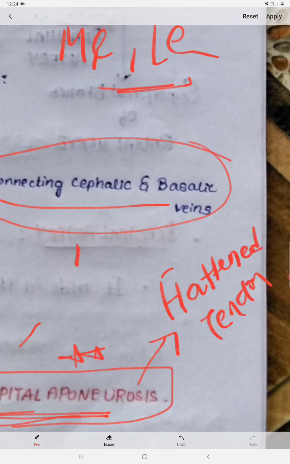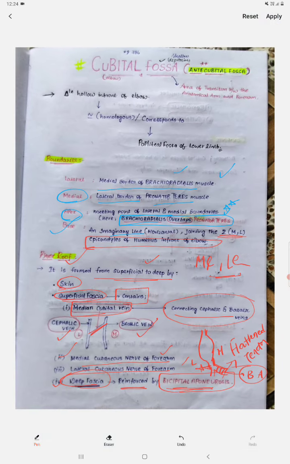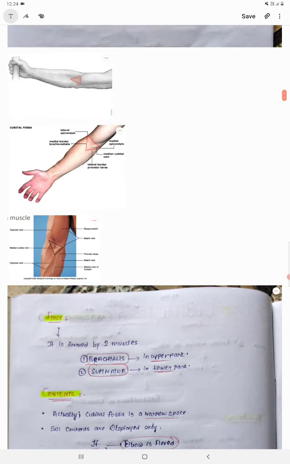First of all, the origin takes place, and then the belly of the biceps brachii will have, and we have the tendon. This is the lateral side and this is the medial side. Assume like this, and the tendon will be present like this, and the flattened tendon, one more tendon present here. This is called the shaded region. This one is called the bicipital aponeurosis, right? You got it? So this is all about the roof. And coming to the floor, right?